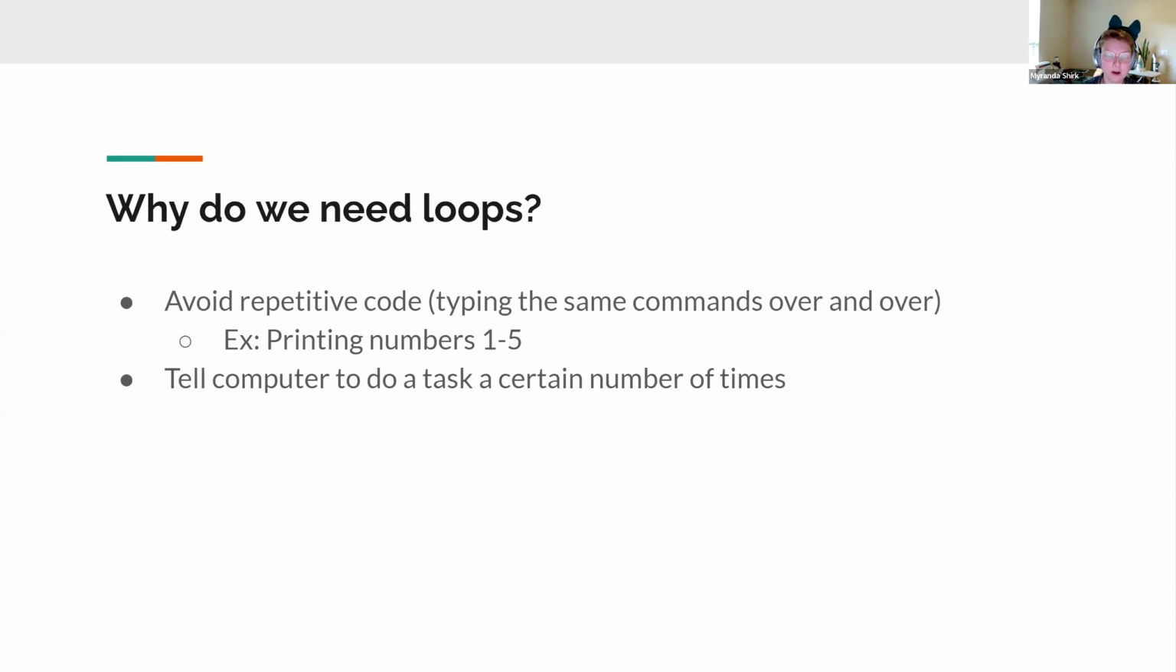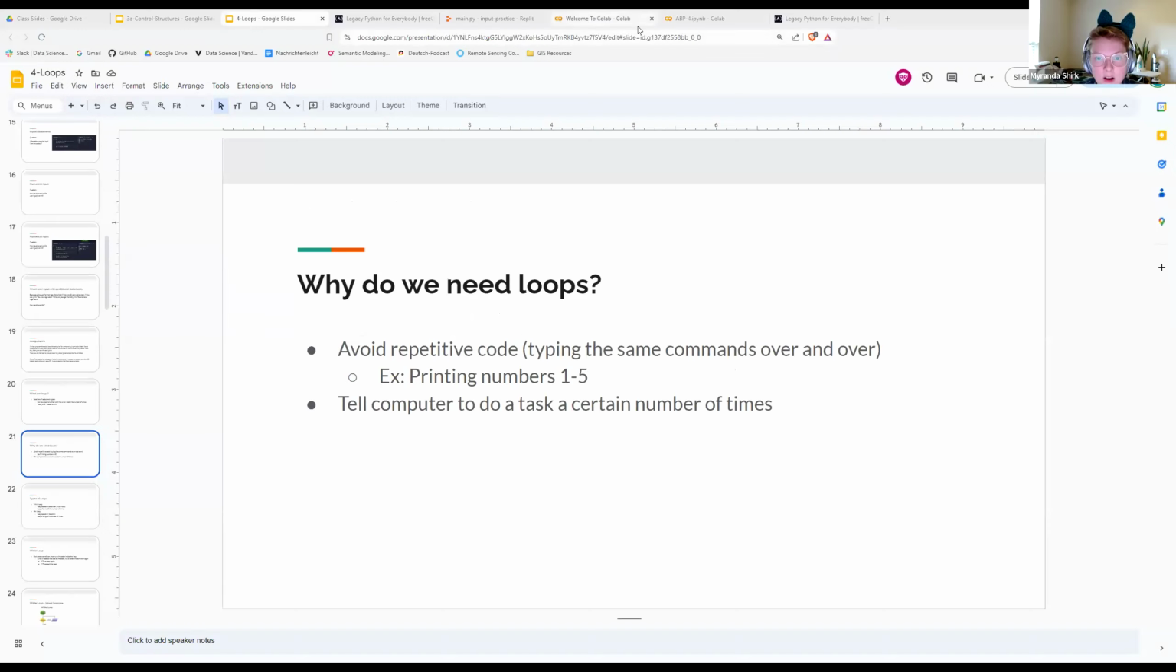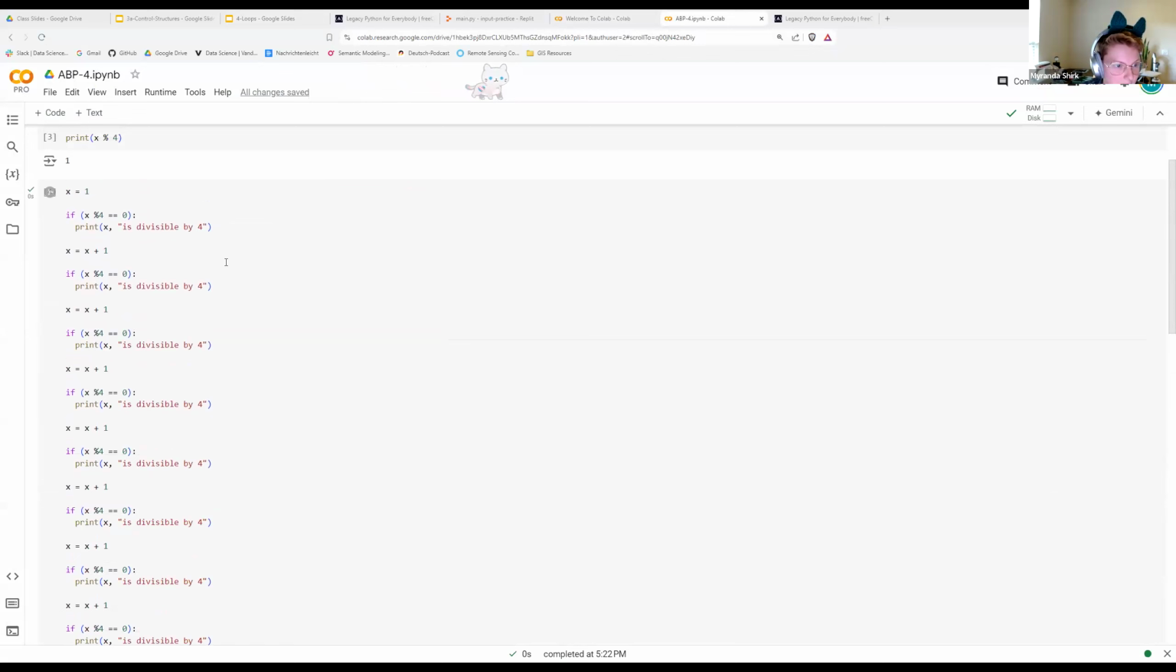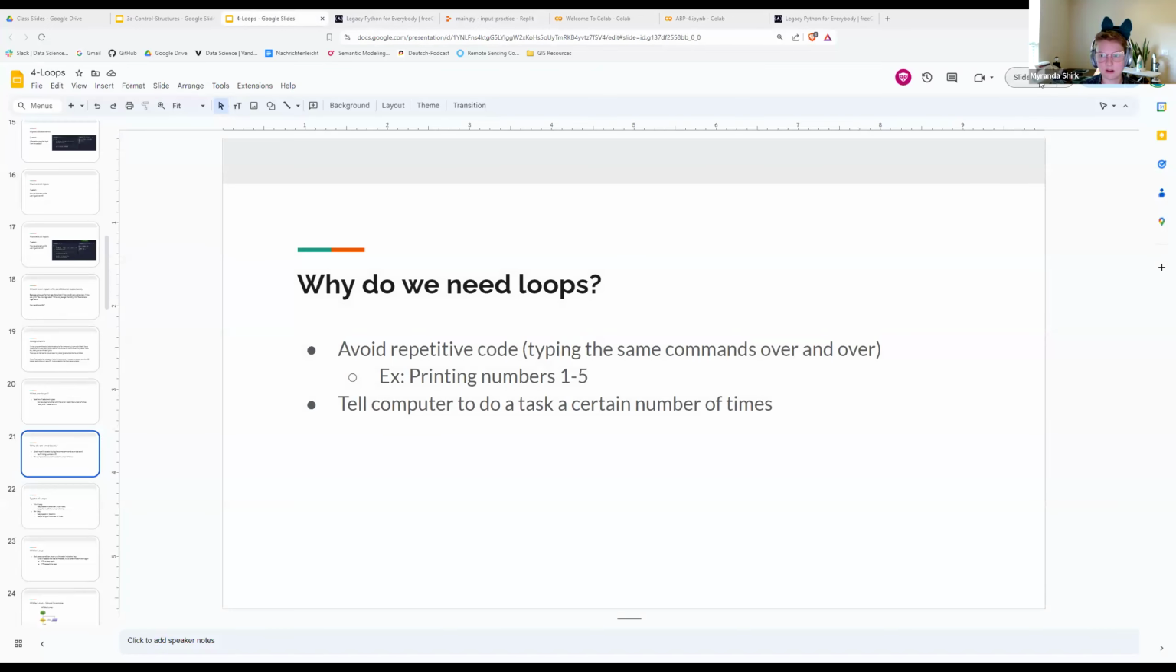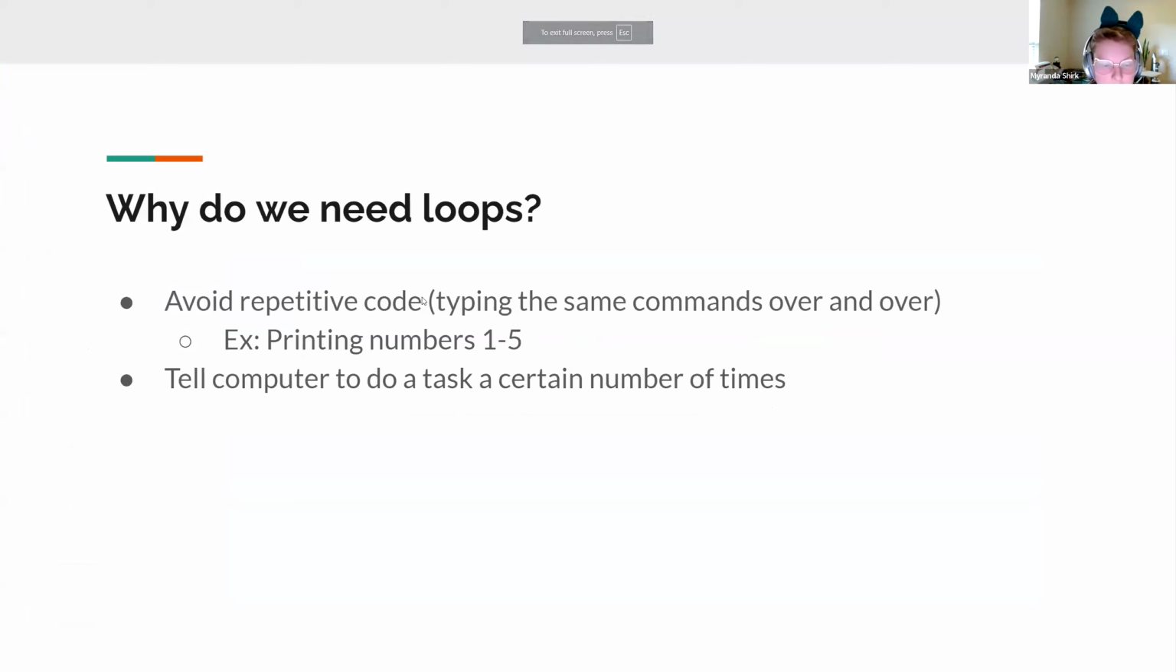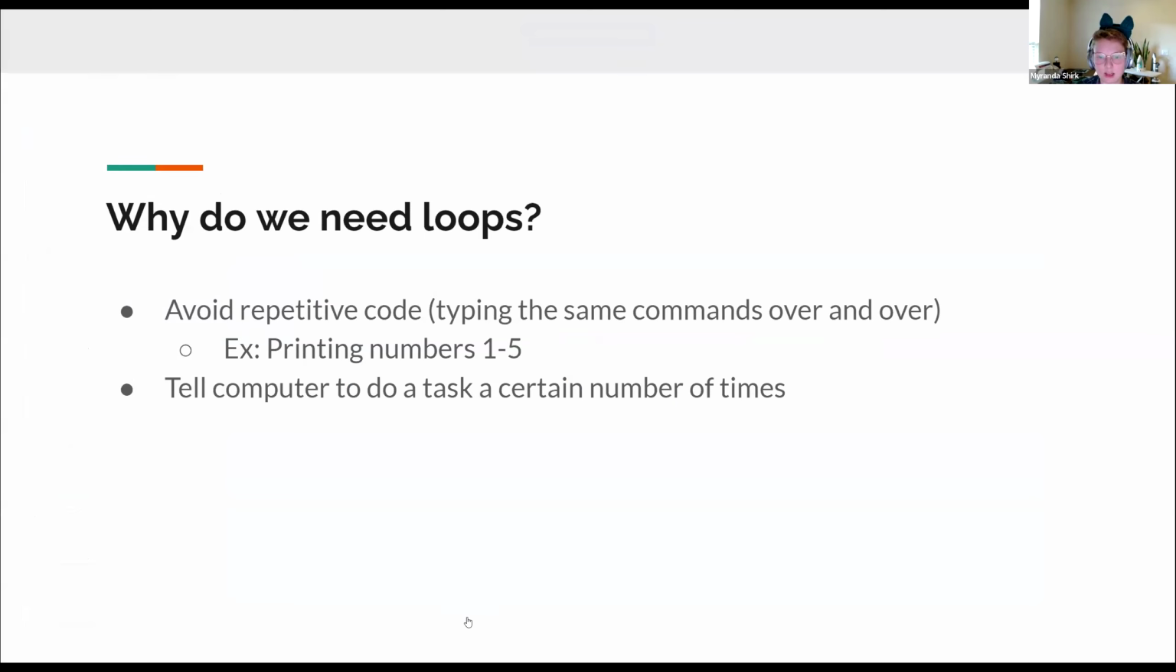So why do we need this? Well, we want to avoid repetitive code, typing the same thing over and over. For example, when we were working on this, we had to keep typing x is equal to 1. If x mod 4 is 0, print x, now x is equal to x plus 1. We could have solved all of this with a loop. Notice this was a lot of copy and pasting, but with loops, we could just tell it to repeat this part over and over again. That's what I want you to be thinking about. We don't want to keep copying and pasting. So avoid repetitive code, or tell a computer to do a task a certain number of times. If you have some calculations that just need to happen a certain number of times, you can do that there.